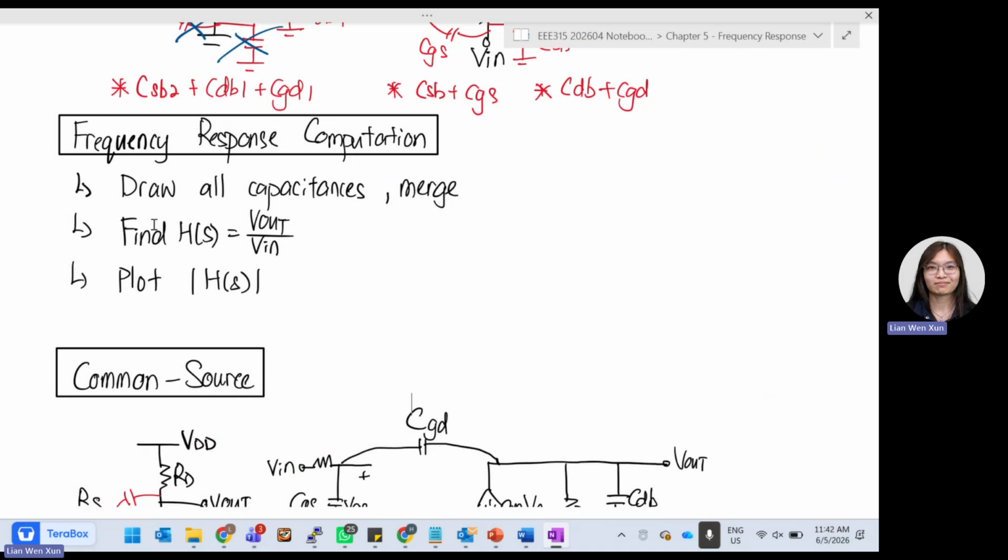This is also V out to ground. This is also V out to ground. C1, C2, C3 are all from V out to ground. This one we cannot cancel out because it's between V in and V out. Here is between V in and ground, so nothing special. Here is ground and ground, so I can cancel this out. So in the end, I am left with 1 capacitor, 2 capacitors. We call them C4, C5. So C4, C5 are individual ones.